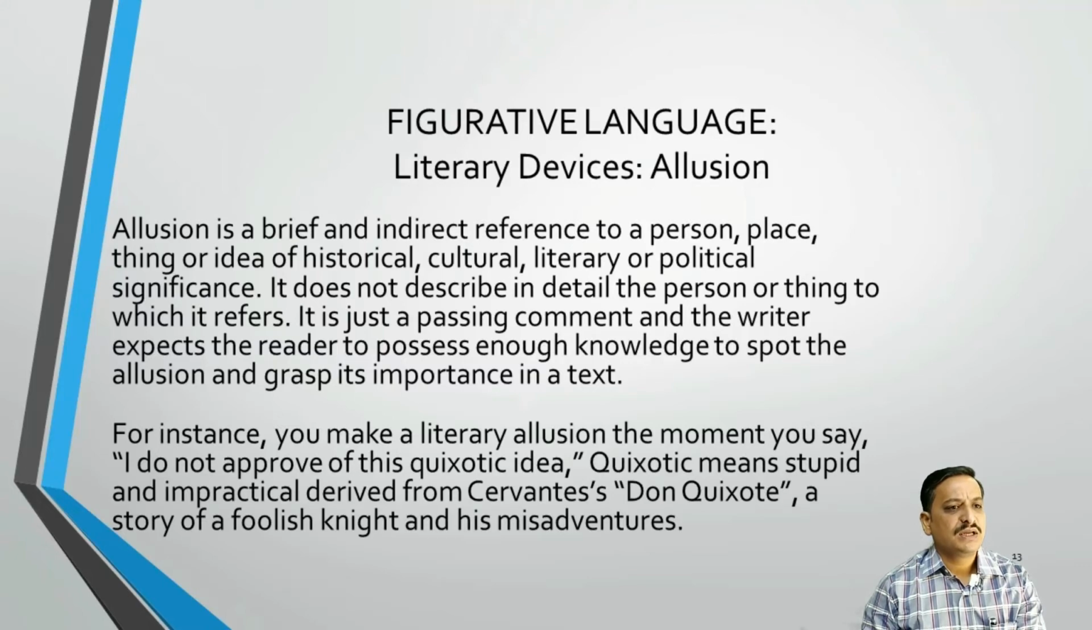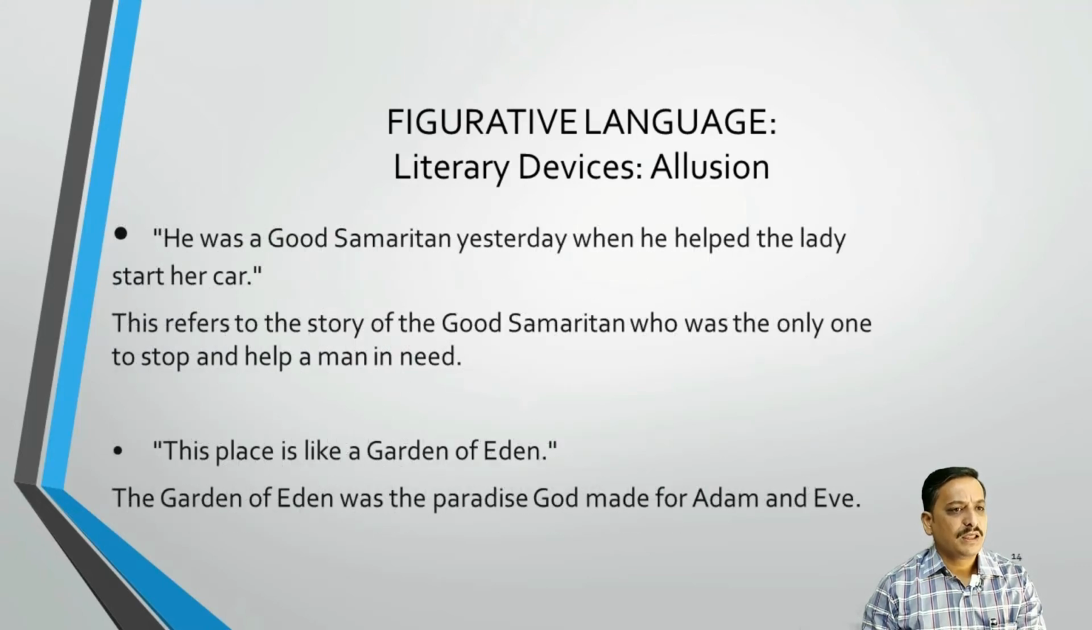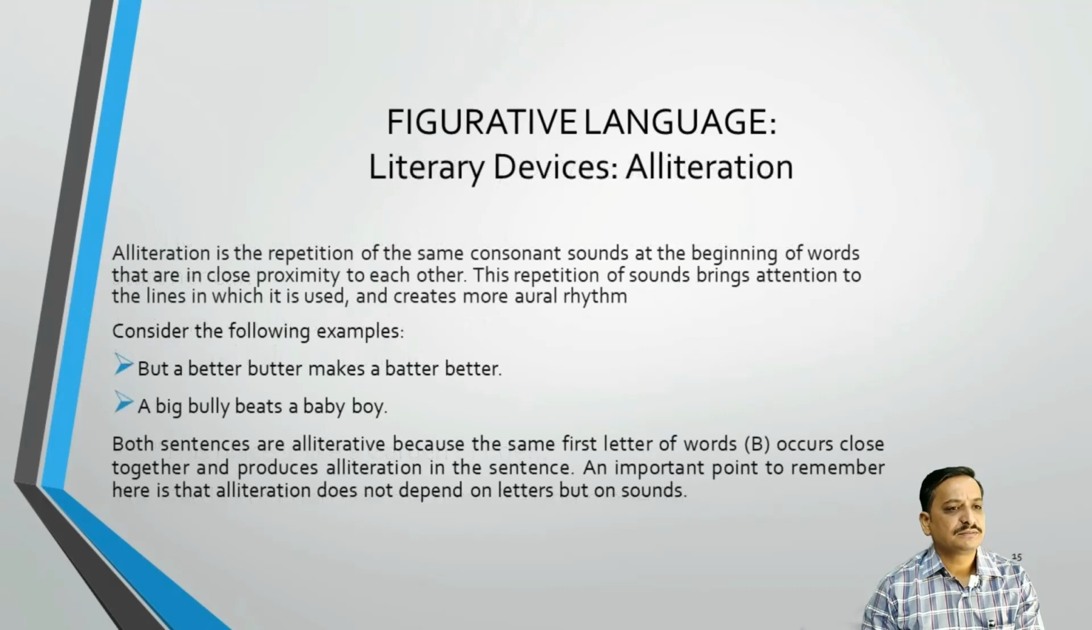Examples of allusion. When we say, "He was a good Samaritan yesterday when he helped the lady start her car," the good Samaritan here is a reference to a story from the Bible. "This place is like a Garden of Eden." Here the Garden of Eden is a reference to the paradise that God created for Adam and Eve.